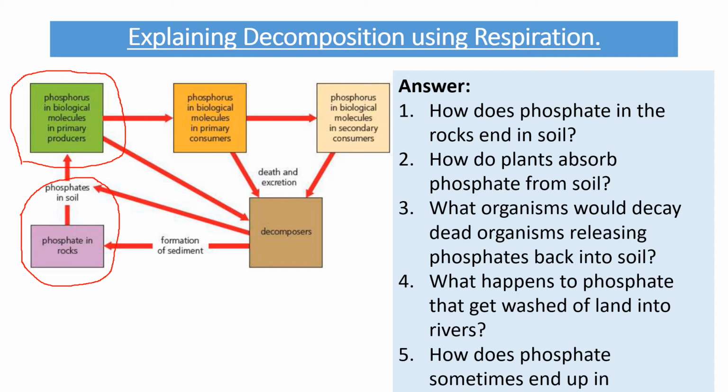Next one, number 3, what organisms would decay dead organisms or take them back to the soil? So that would be your saprobionts, which is generally bacteria and fungi. Saprobionts, if you remember, feed on the remains of dead organisms to make their own energy, and they will release the inorganic molecules back into the soil. So they're releasing the phosphates back into the soil. Next one, number 4, what happens to the phosphate that gets washed off land into rivers? So the leachate that comes off the land into rivers will be absorbed by the aquatic plants through the roots.